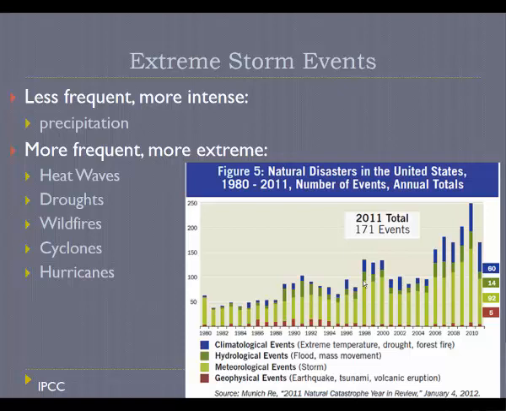But generally, people expect that we will see less frequent but more intense precipitation events. So we may have fewer days of rain in California, but when they occur, they might be more rain falling within a specific day. And of course, this could lead to bigger problems with flooding. We've already started to see this. So that's kind of the general pattern that we've been seeing around the world.